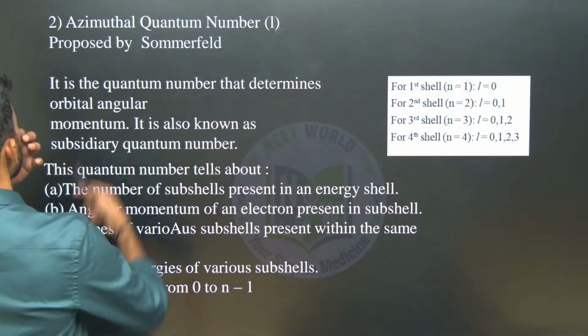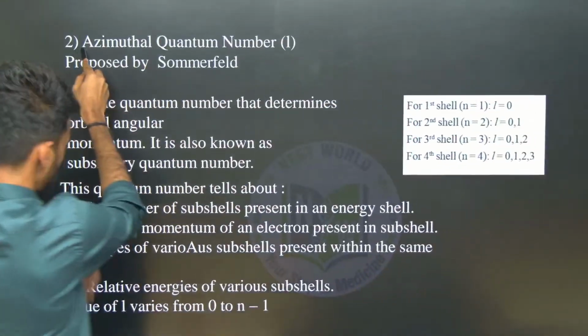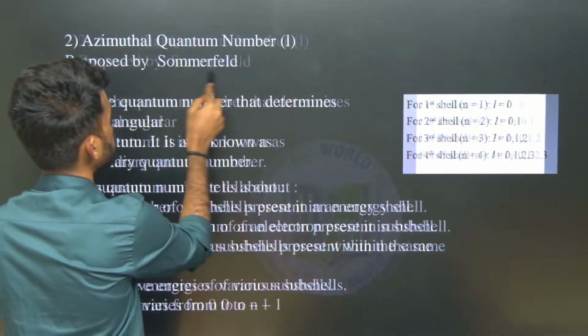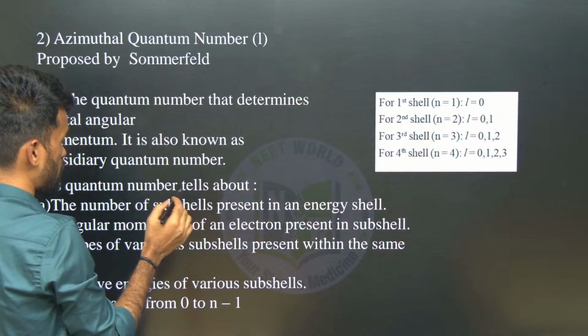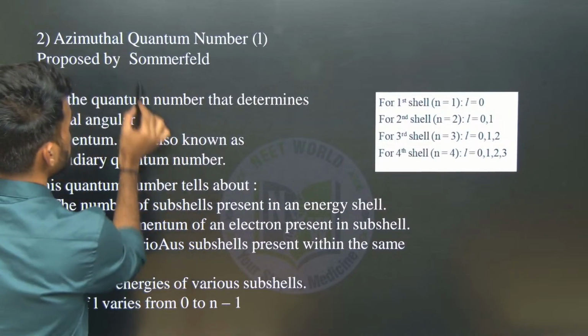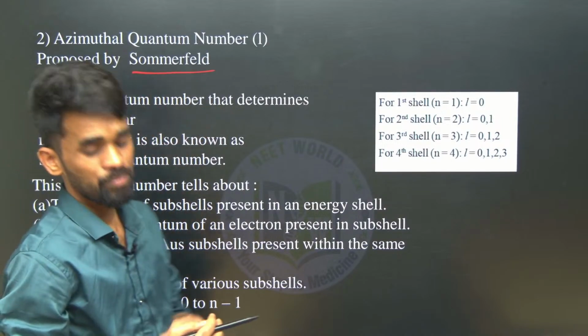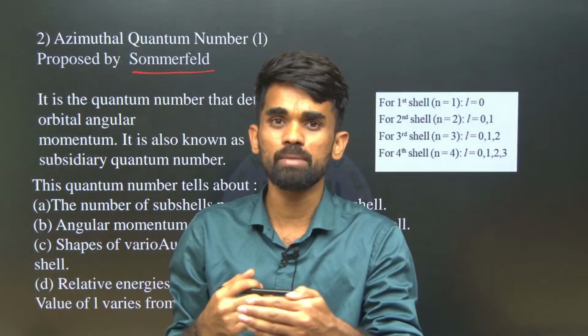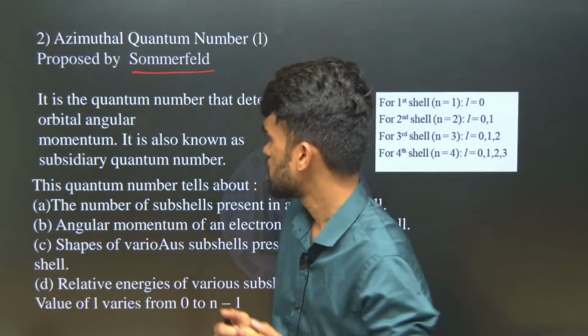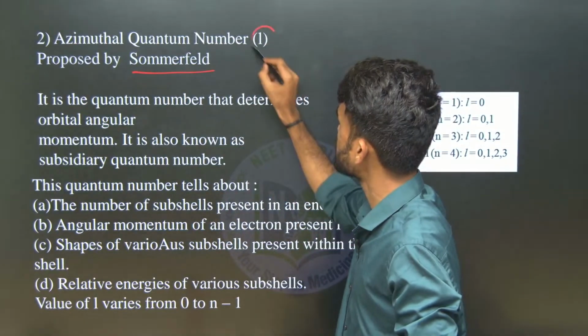Next, here we have the azimuthal quantum number. This is given by whom? It is given by Sommerfeld. The previous one is given by Niels Bohr. Here it is Sommerfeld. So what is this? It is a secondary quantum number or subsidiary quantum number. It is indicated with the symbol L.